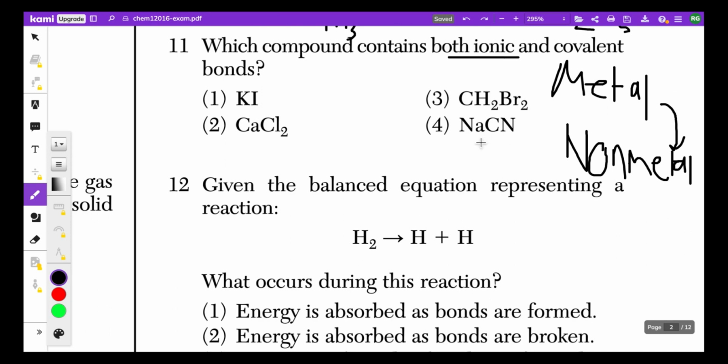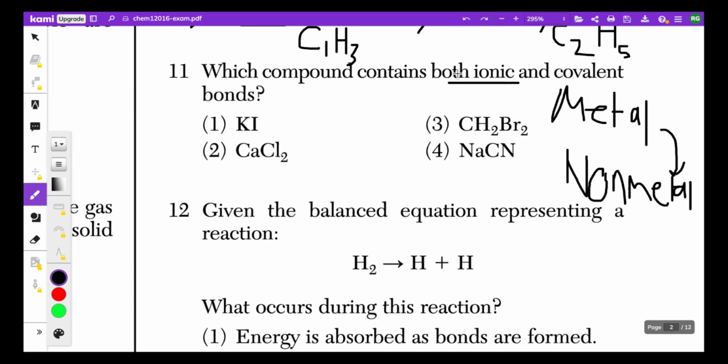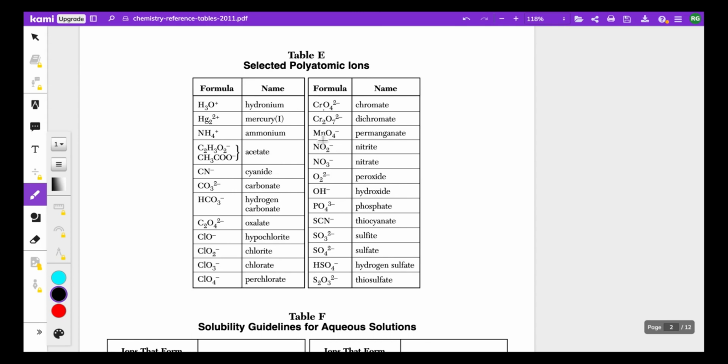But it turns out that it doesn't always have to be a metal and a non-metal forming an ionic bond. And whenever you're asked a question like which compound contains ionic and covalent bonds, you should be thinking of polyatomic ions. And polyatomic ions are in Table E. You should be thinking about those when there's a question relating to ionic and covalent bonds.